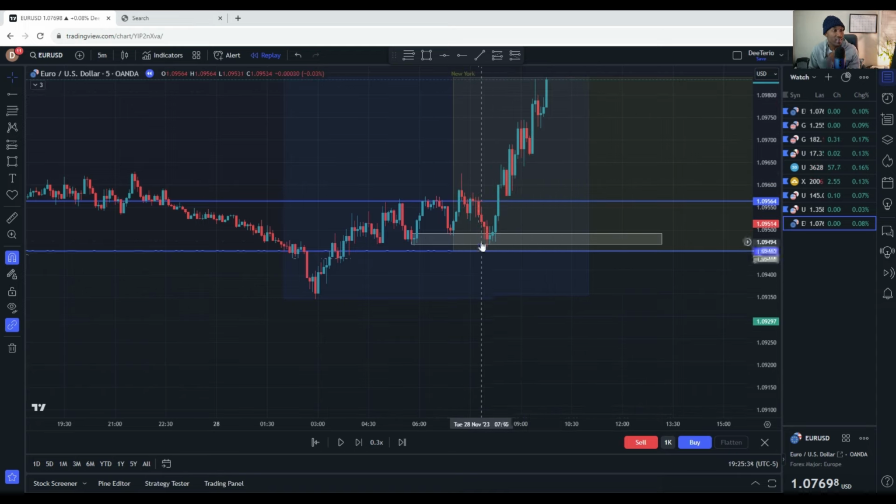But it definitely came down and retested. I like this right here. And it hit our support line.